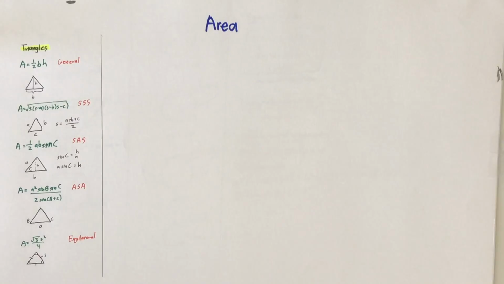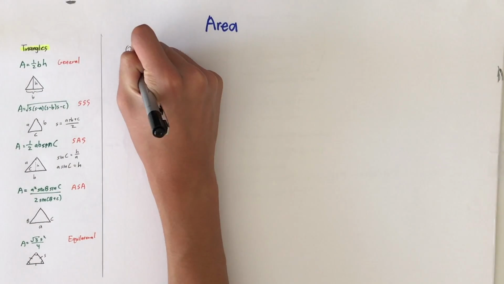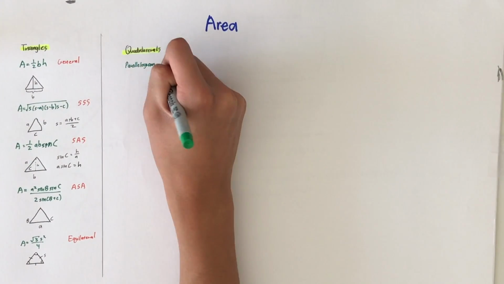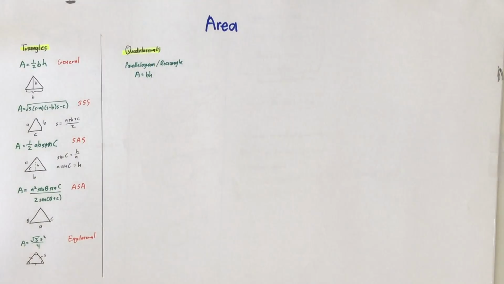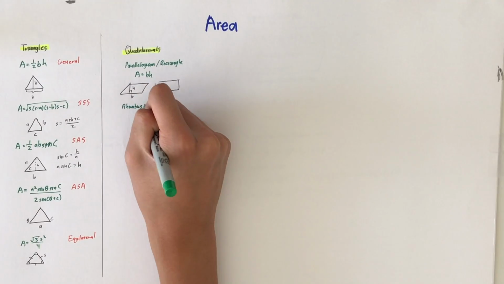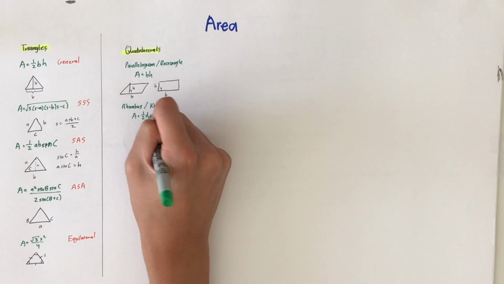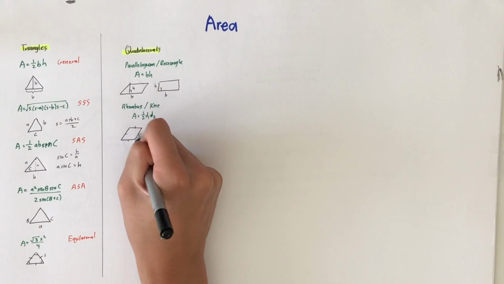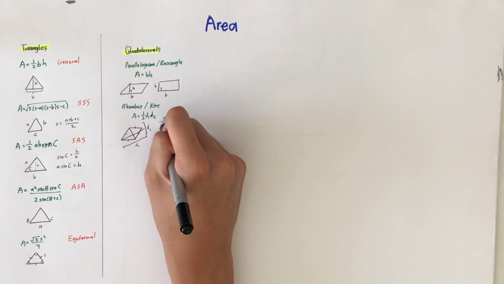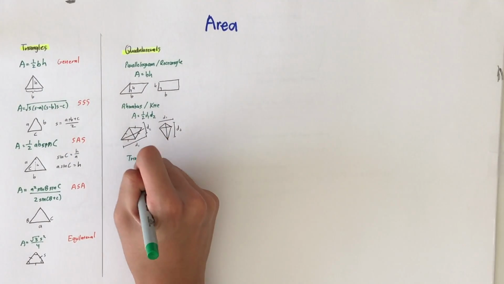Alright, now we're going to go on to the area of a quadrilateral. So first we're going to talk about the area of rectangles and parallelograms. The area of a rectangle or a parallelogram is going to be base times height. Height is a perpendicular distance from one base to the other. A rhombus or a kite is going to have an area of 1/2 times diagonal 1 times diagonal 2. So the diagonals are multiplied together, then divided by 2.